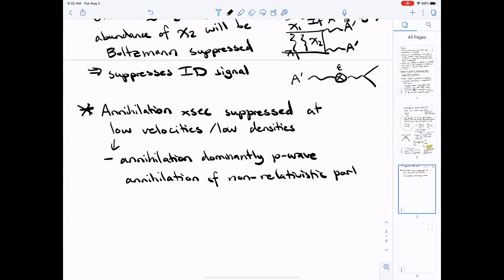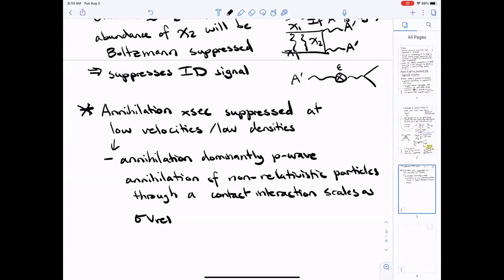And we just do a quantum mechanical calculation, or even a classical calculation, honestly. If we assume that the interaction is a contact interaction, then we can perform a partial wave expansion on the incoming non-relativistic particles, and we can do an expansion in velocity of the annihilation cross-section. The contribution from a given partial wave corresponding to orbital angular momentum quantum number L goes as v_rel to the 2L.